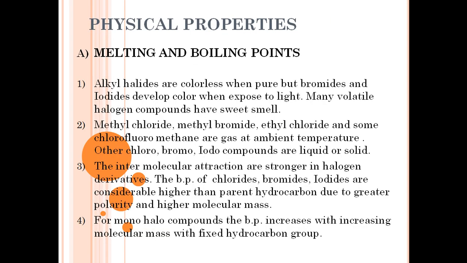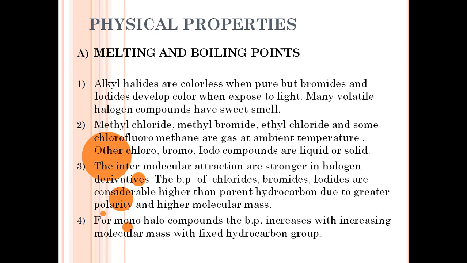Now physical properties of haloalkanes and haloarenes. First we discuss the physical state. Alkyl halides are colorless when pure, but bromides and iodides develop color when exposed to light. Many volatile halogen compounds have a sweet smell. Second property, methyl chloride, methyl bromide, ethyl chloride and some chlorofluoromethanes are gaseous at ambient temperature, but other chloro, bromo, iodo compounds are liquid or solid.